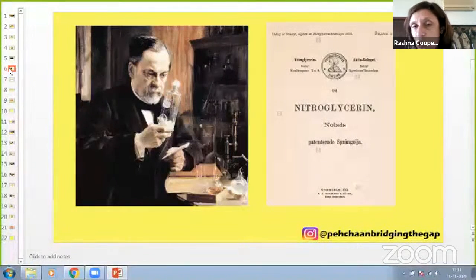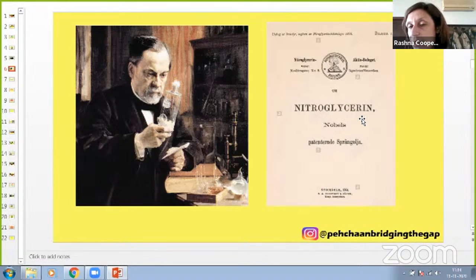Only one other explosive. And on the right, the name you can see very clearly, nitroglycerin. So they had only two explosives. One was gunpowder and one was nitroglycerin. And if you look at the picture on the left, you can see this bottle in which the nitroglycerin is there.